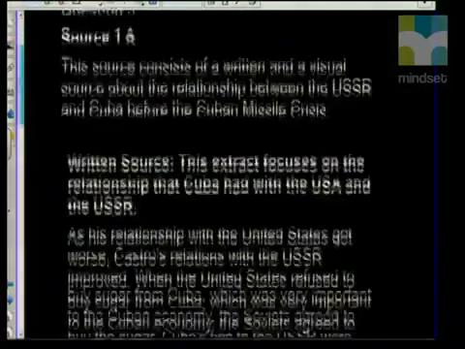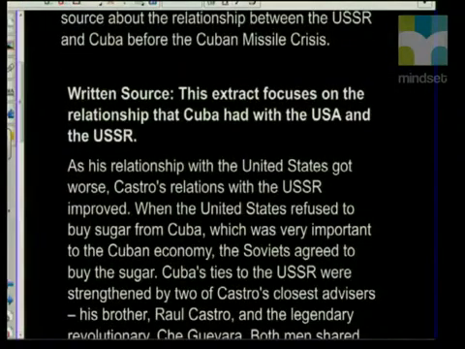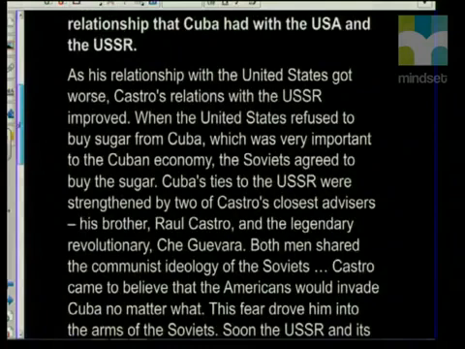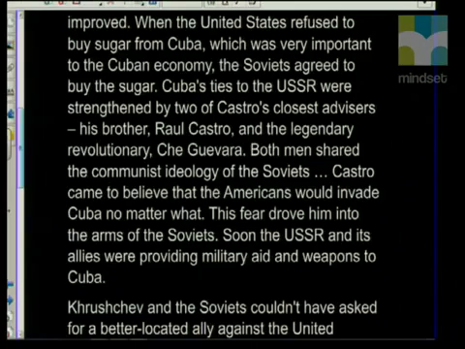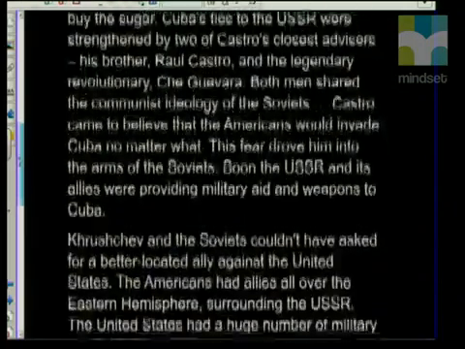So we'll start with our written source. This source, we've already looked at it. It focuses on the relationship that Cuba had with the United States and the USSR. As his relationship with the United States got worse, Castro's relations with the USSR improved. So they're just giving you the background about the relationship between Castro and the United States and then the USSR. And then they're giving you the context as well, how the Cuban economy depended on the US economy and so on.